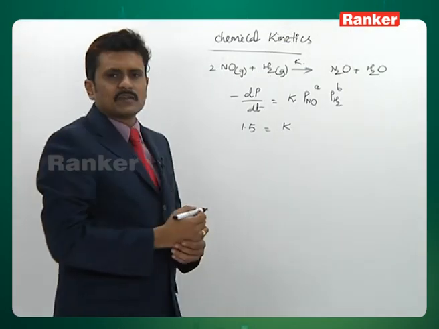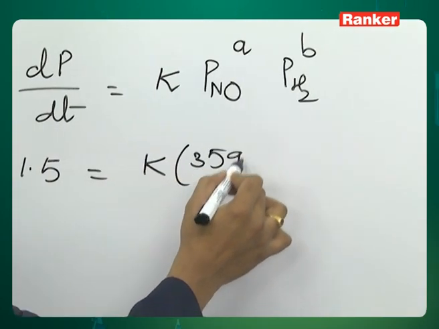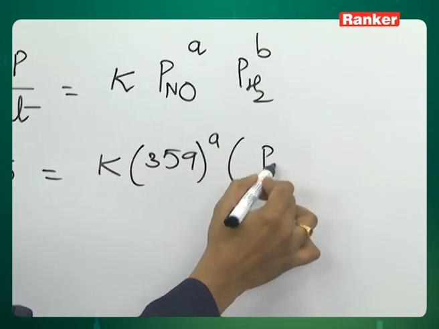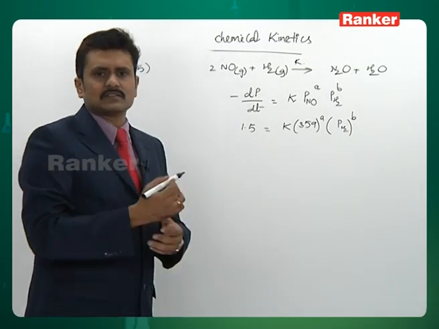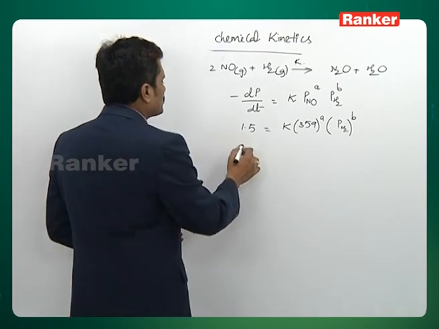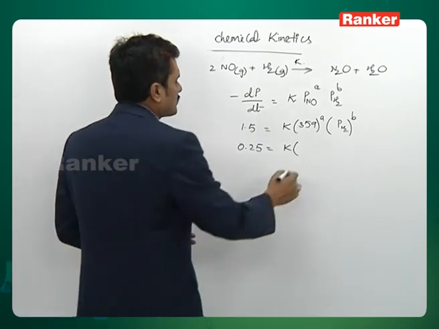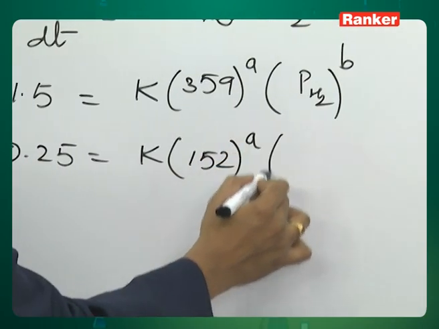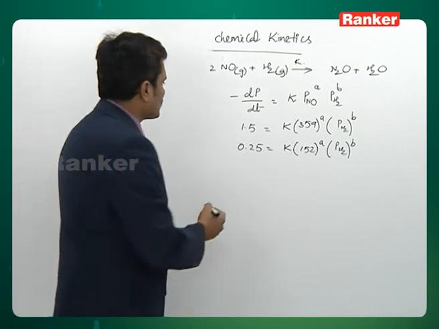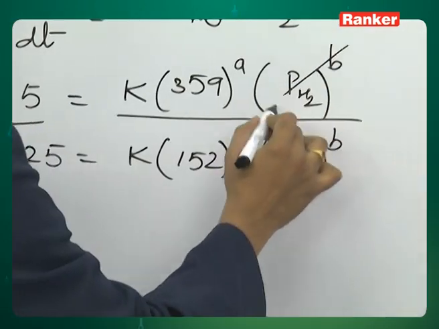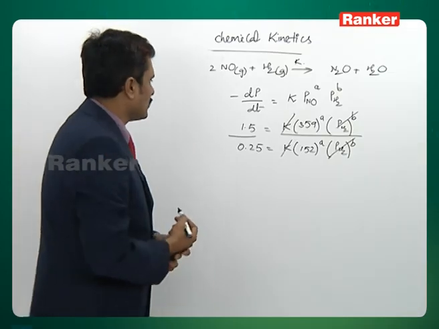K is a rate constant. When the pressure of NO was taken to be 359 torr to the power A, and here the pressure of H2 is remaining constant, in the next case the minus dP by dt was found to be 0.25 when the pressure of NO has been changed to 152 torr, H2 being kept constant. Now when I am dividing these two equations, the pressure of H2 gets cancelled along with the rate constant.